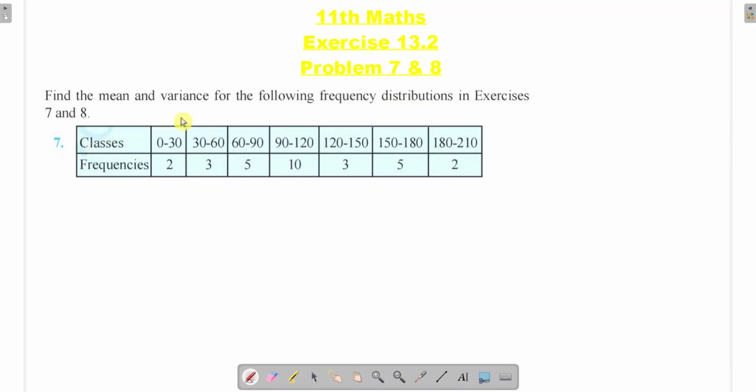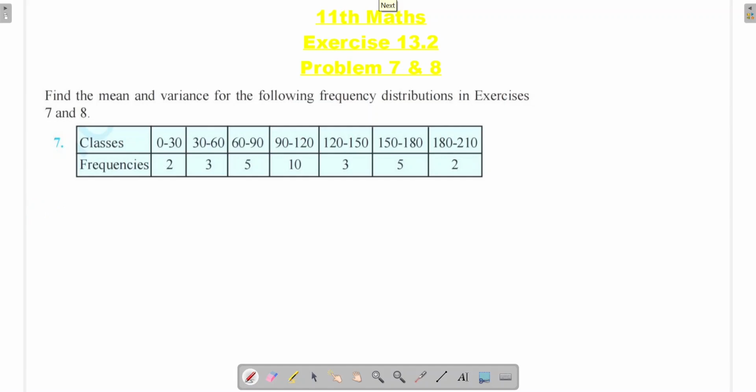Let us look at the seventh problem. The main question is: find the mean and variance for the following frequency distributions in exercises 7 and 8. The seventh problem is you are given classes and frequencies. You have to find the mean and variance of this data. So let us start by solving the problem.